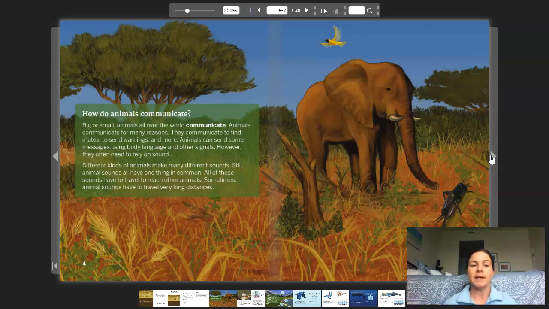Still, animal sounds all have one thing in common. All of these sounds have to travel to reach other animals. Sometimes animal sounds have to travel very long distances. Right now, I'm visualizing what it looks and sounds like when an elephant communicates. I can picture in my head an elephant raising its trunk a little bit and making a sound to send it off through the grasslands. Maybe you're visualizing what it looks like for a cricket to communicate.